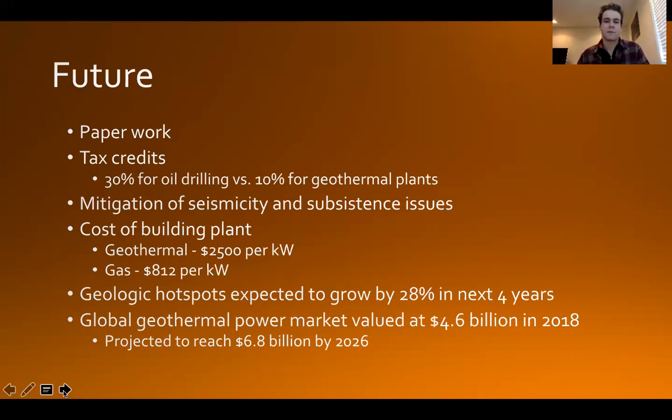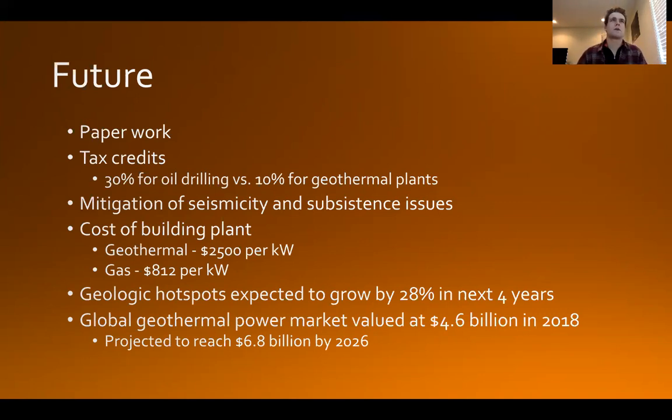And then that being said, however, geological hotspots are like the Ring of Fire, Italy, Austria, Iceland. These areas are expected to grow. The geothermal energy is expected to grow in those areas by about 28% in the next 4 years. And then globally, the geothermal power market from 2018, when it was about 4.6 billion, is projected to reach about 6.8 billion by 2026. So it's expected to grow as well, maybe not as much as the geological hotspots because they don't need the EGS technology.